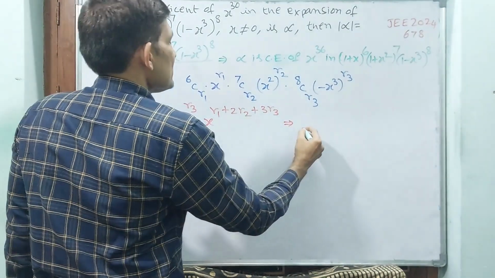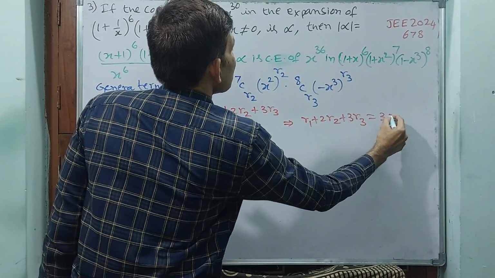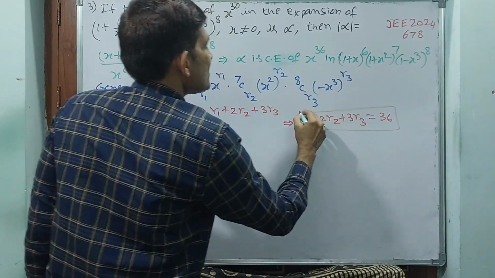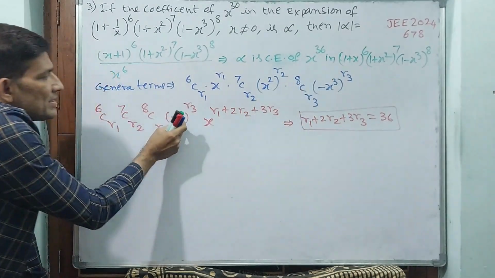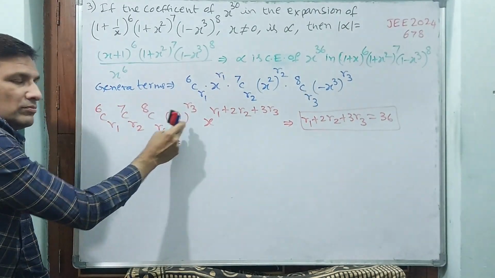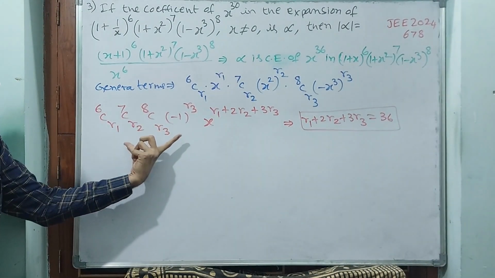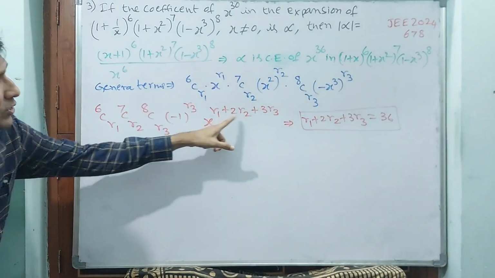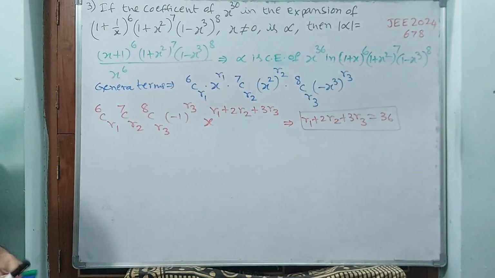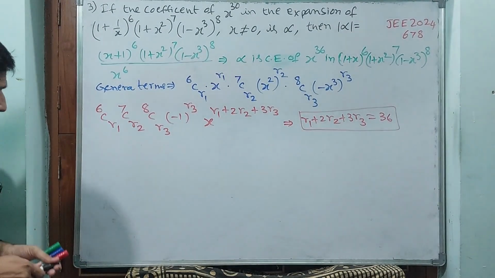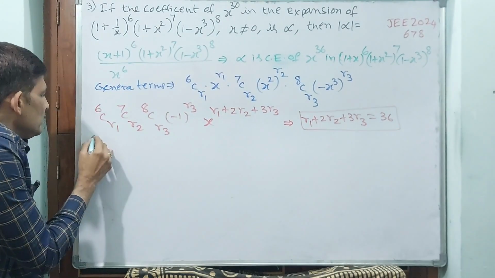Now this implies r1 + 2r2 + 3r3 should become 36. Do you accept it or not? Why? Because this minus you forget, because I have already taken care of it as minus 1 power r3. Now this will be the coefficient provided x power 36 comes. That means r1 + 2r2 + 3r3 should come 36. Okay. See here, three cases will come. How it will come I will explain.